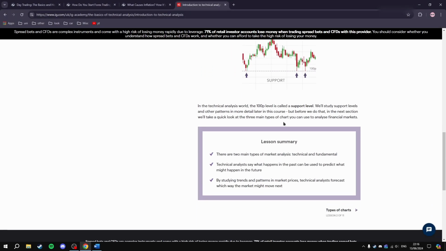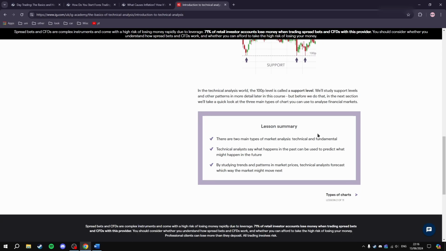So let's do a summary. There are two main types of market analysis, technical and fundamental. Technical analysts say what happens in the past can be used to predict what might happen in the future. By studying trends and patterns in market prices, technical analysts forecast which way the market might move next.